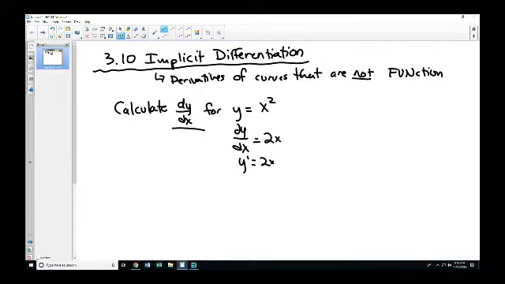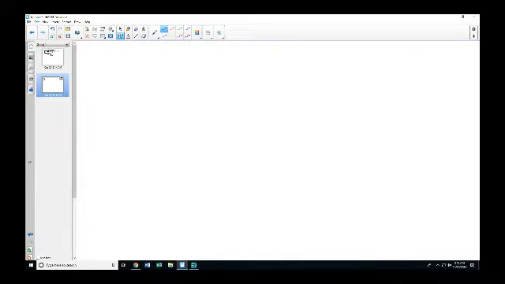So implicit differentiation involves differentiating y's and x's in the same equation, because we don't have a function. So let's look at a circle. You remember the unit circle? What's the radius of the unit circle? 1. So what's the equation of the unit circle?